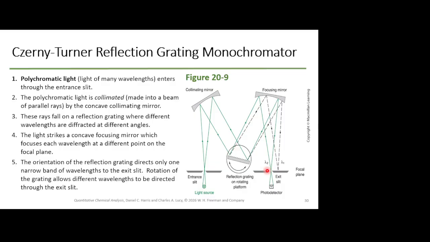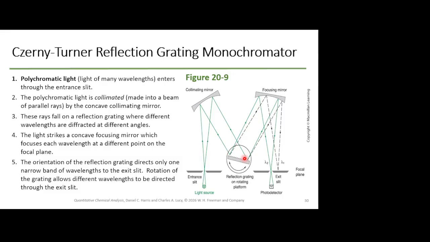This is the Czerny-Turner reflection grating monochromator, and you may recognize this from the previous examples that were given. This is probably one of the most widely used monochromators. There are a few other monochromators that can be done, but this one is, I'd probably say, in 90% of instruments out there. If you have a monochromator in it, it's probably some version of this. There are other ones, though, that are not grating dependent, that are FT, Fourier transform.